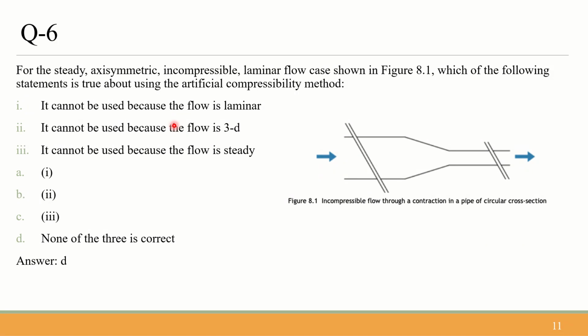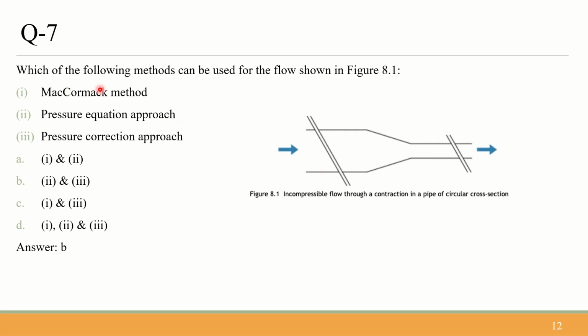Now we'll go to question 7. Which of the following methods can be used for the flow shown in figure 8.1? So again we are dealing only with 8.1. We need to understand what it is. It is incompressible flow through a contraction in a pipe of circular cross section. So we have a circular cross-sectional pipe and incompressible fluid flow happening through it, with a contraction section.